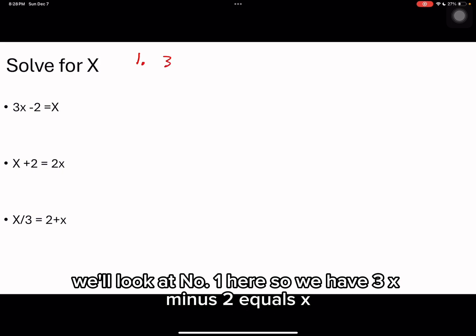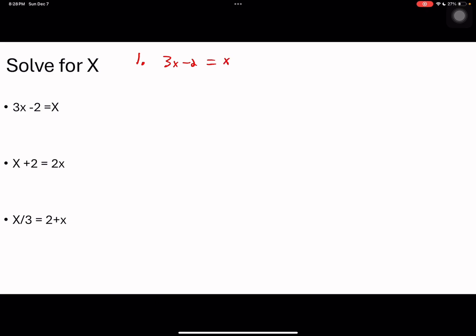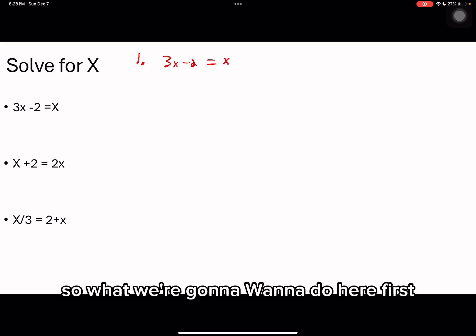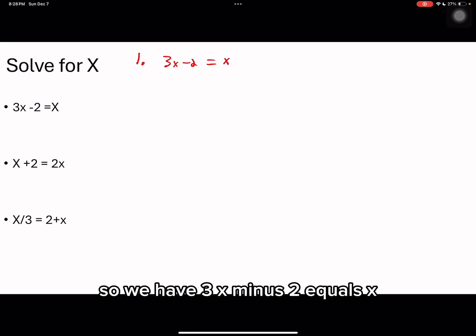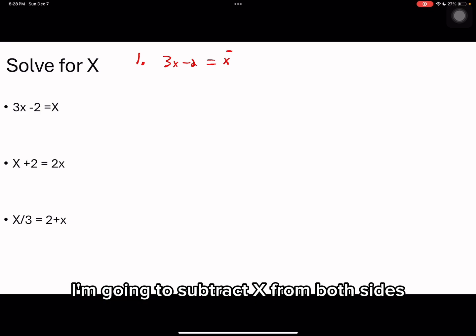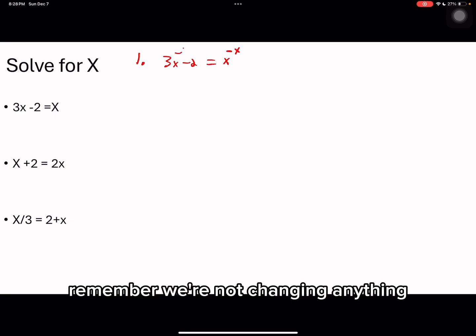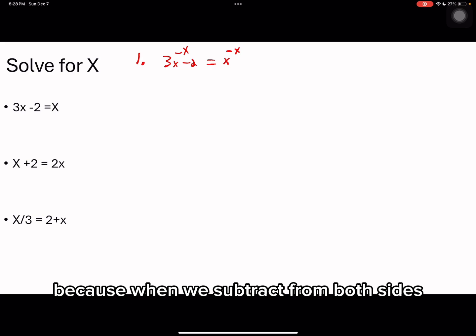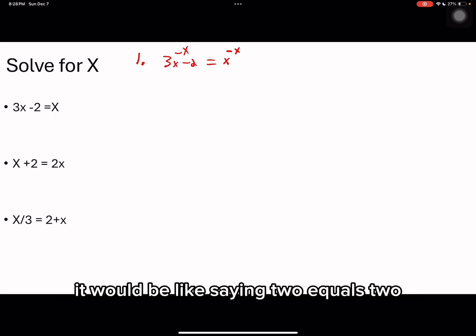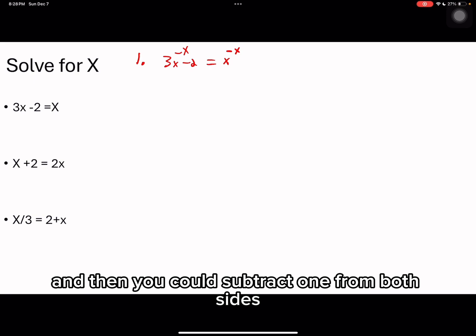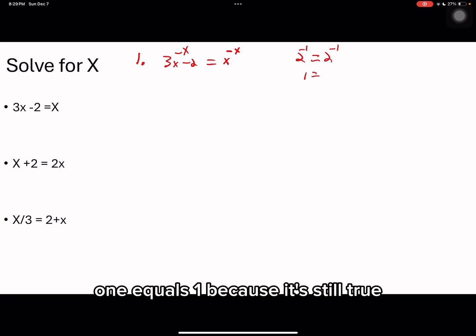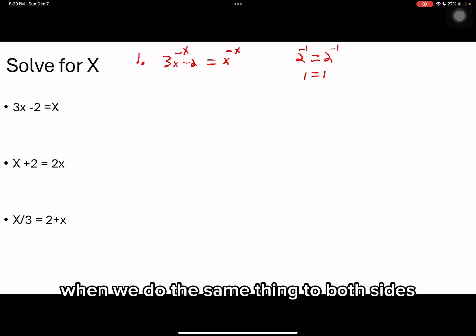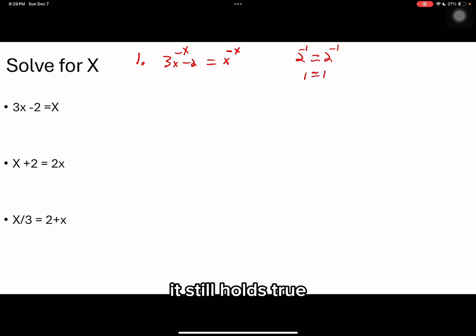So we have 3x minus 2 equals x. What we're going to want to do here first is get our variables all on the same side. I'm going to subtract x from both sides. Remember, we're not changing anything, we're just manipulating it. Because when we subtract from both sides, it would be like saying 1 equals 1, and then you could subtract 1 from both sides. Minus 1, 1 equals 1, because it's still true. When we do the same thing to both sides, it still holds true.